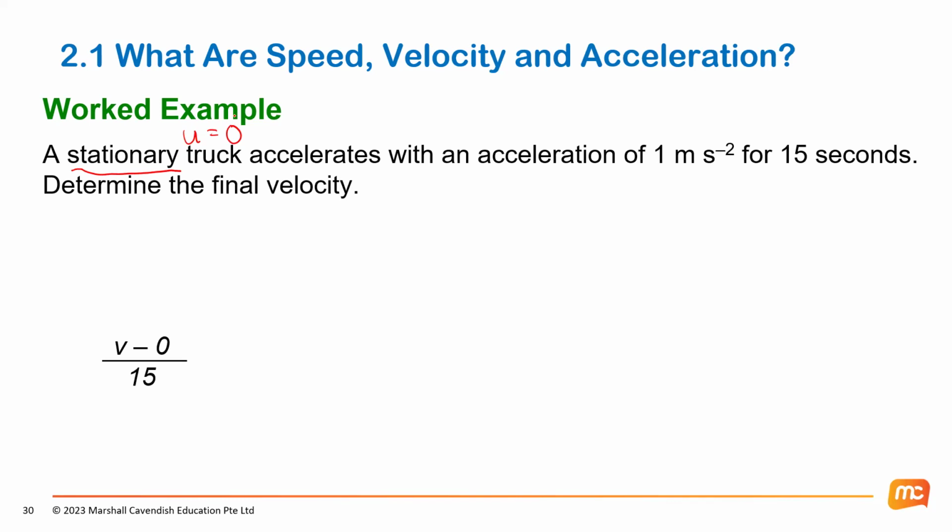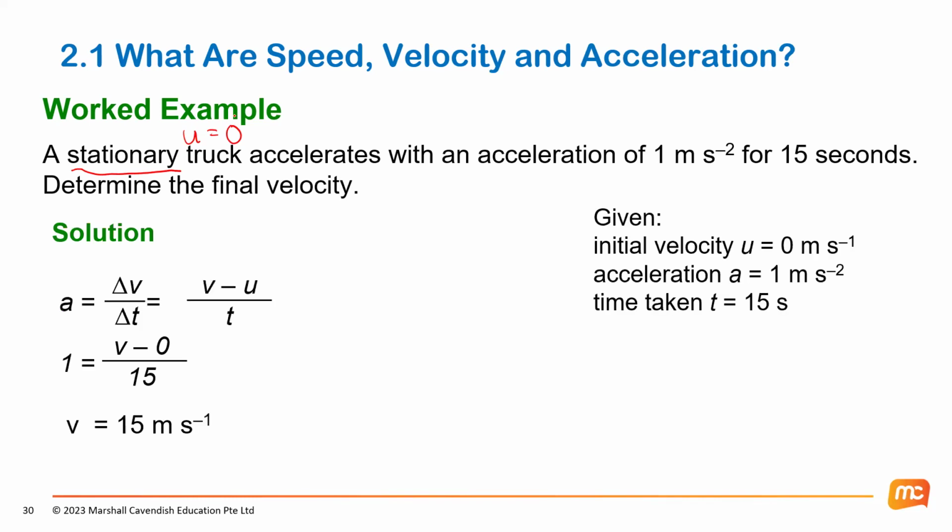So I'm going to sub it into my formula. My formula is A equals V minus U over T. My acceleration will be 1. Then I don't know my final velocity, so it's still V minus my initial velocity, which is 0 because it's a stationary truck, over a time of 15 seconds. If I work it out and make V, my final velocity, the subject, my final velocity is 15 meters per second.